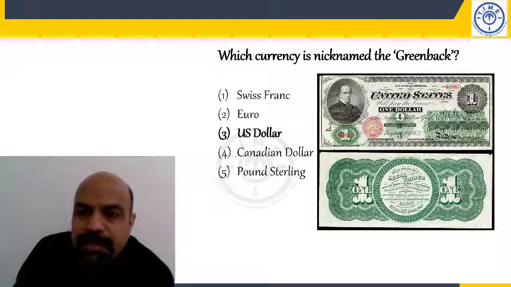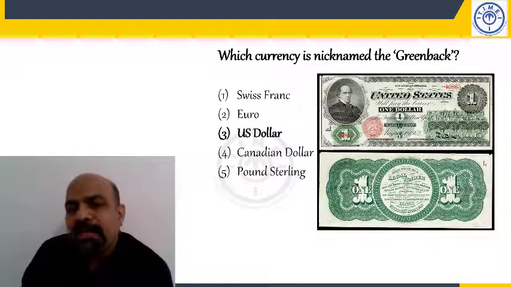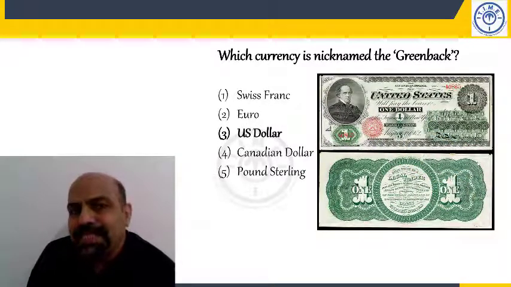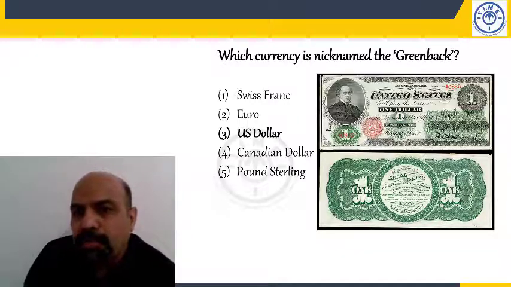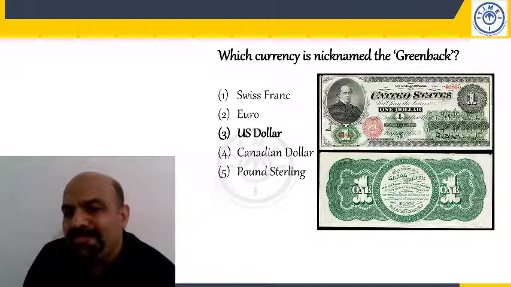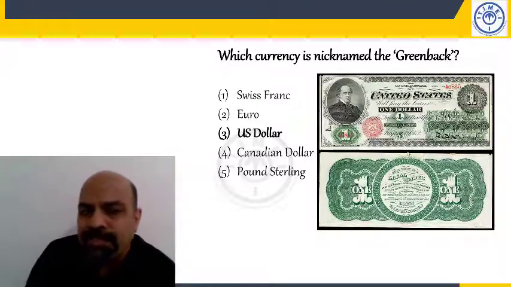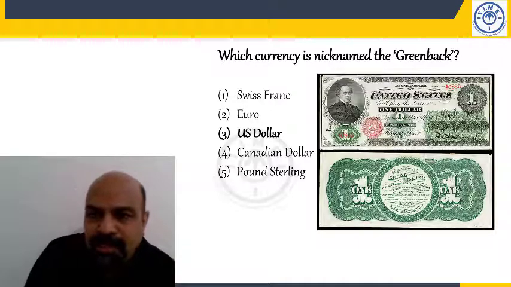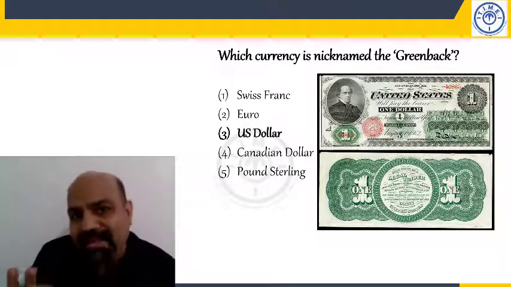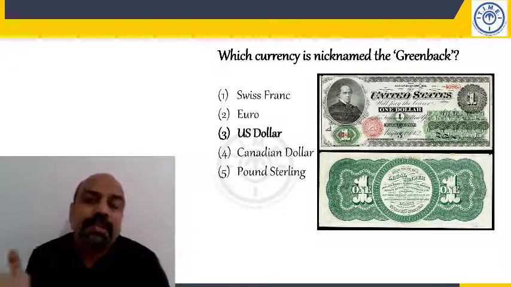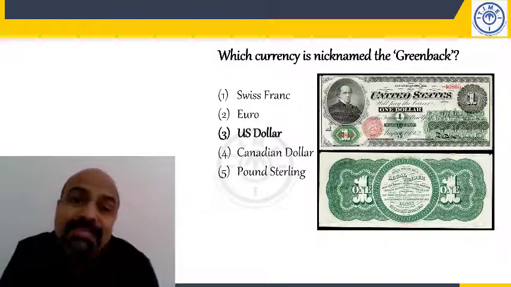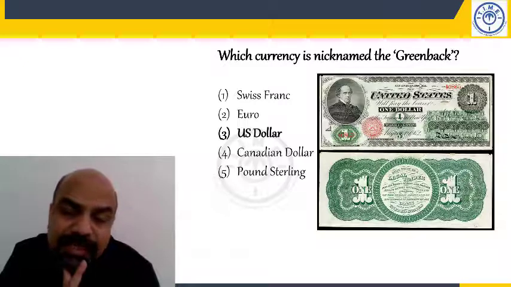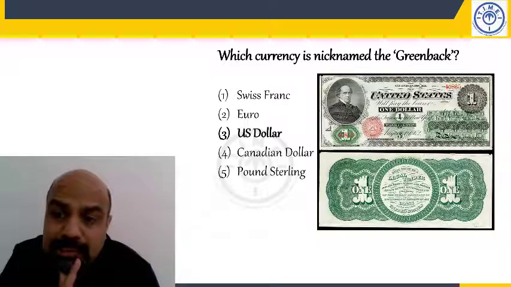Which currency is nicknamed the greenback? The US dollar. Between 1861 and 65, American currency, this is the main side, called the obverse side. The reverse side was all green in color, which is why it was called the greenback. But it was prevalent only between 1861 and 65. It is an interesting story.